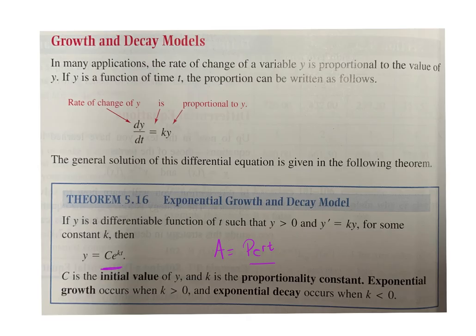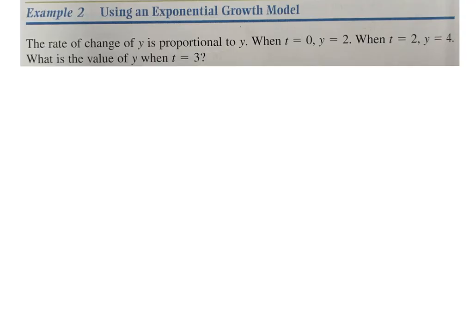All right. So let's look at this. The rate of change of Y is proportional to Y. Rate of change, that's usually dy/dt, with respect to time. The rate of change is proportional to Y. And then they give me some facts: when t equals 0, y equals 2; when t equals 2, y equals 4. What is the value of y when t equals 3?